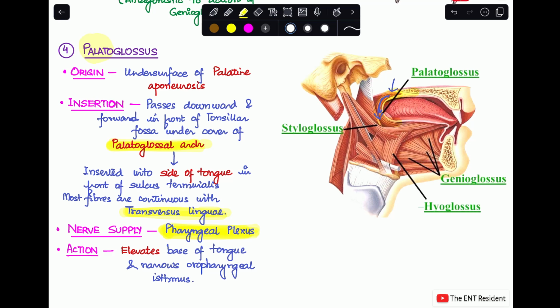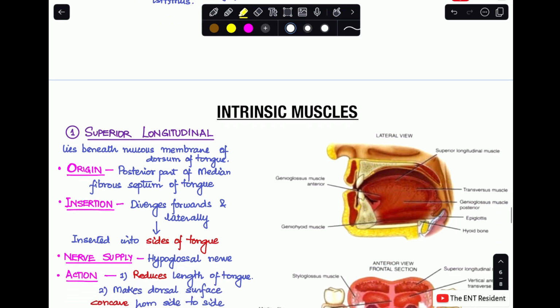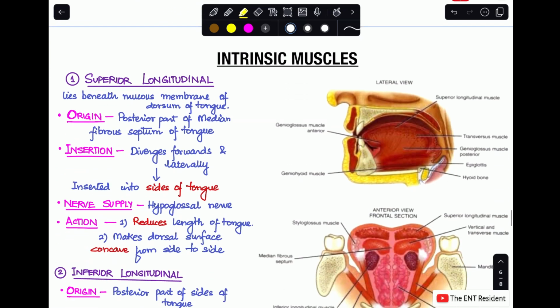So, this was all about the extrinsic muscles of the tongue. Now, we'll talk about the intrinsic muscles. First is the superior longitudinal muscle. I had told you the way to remember it. Remember that the different orientations are longitudinal, transverse, and vertical. So there will be two muscles for longitudinal, one for vertical, and one for transverse.